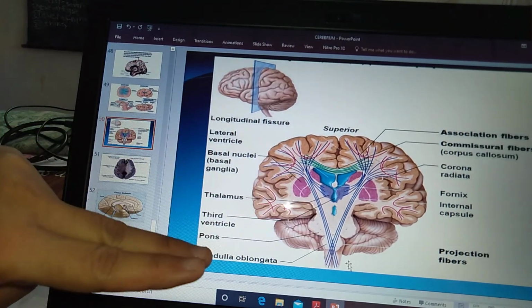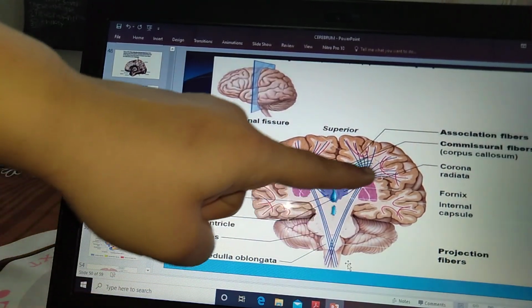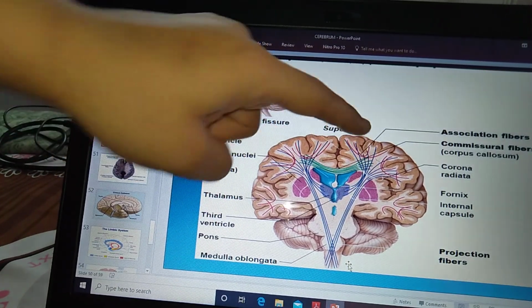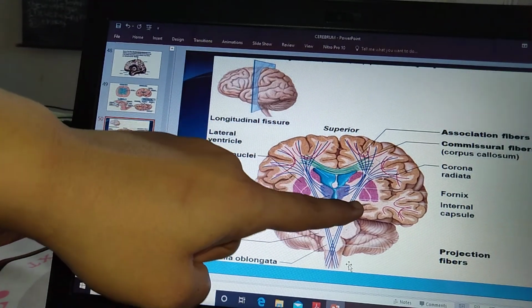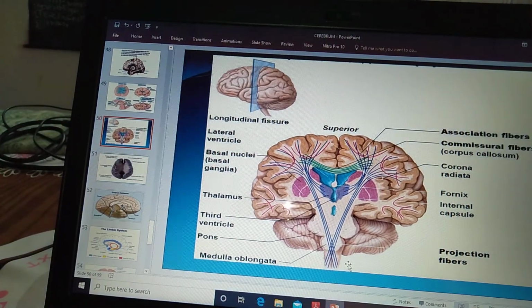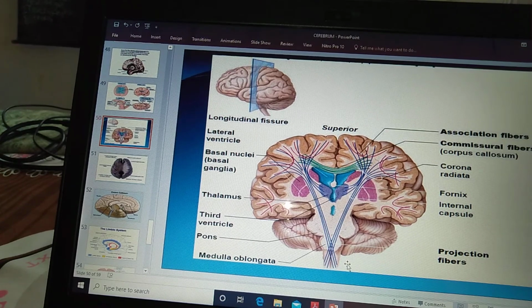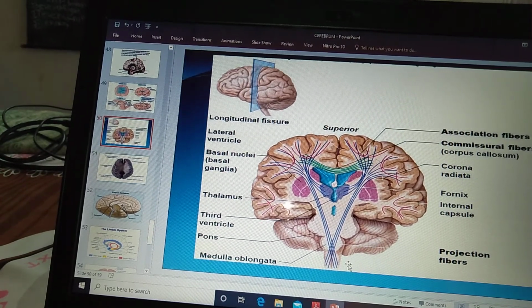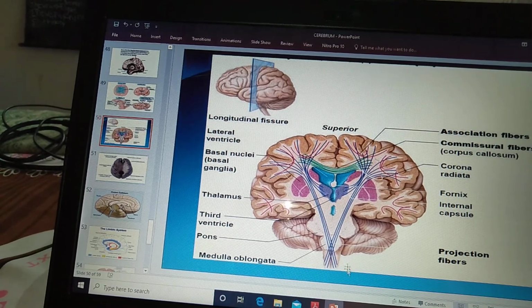And two examples of the projection fibers: one is the corona radiata that you can see here, and another is the internal capsule. Many important tracts like corticospinal and corticopontine are made up of projection fibers. The best examples are two, corona radiata and internal capsule. Now out of these we are going to learn in detail about the internal capsule.